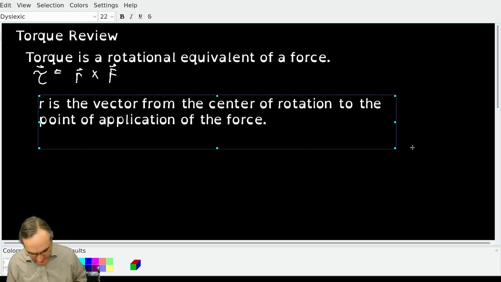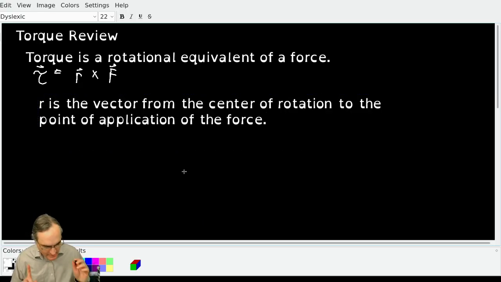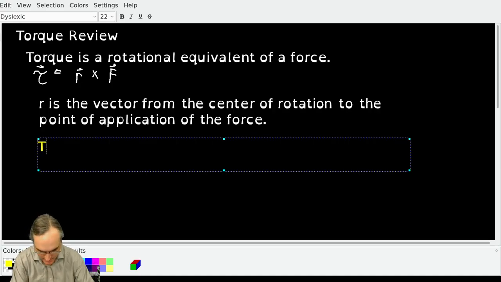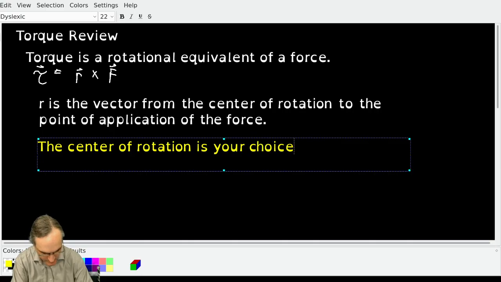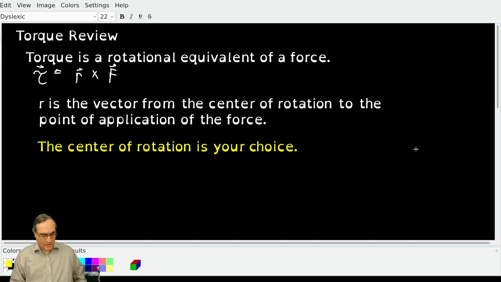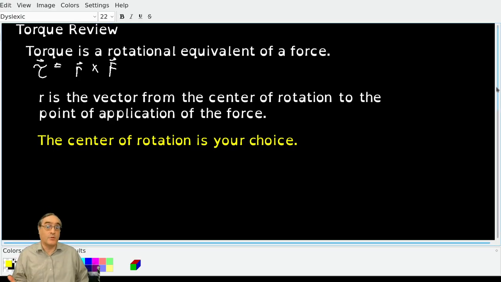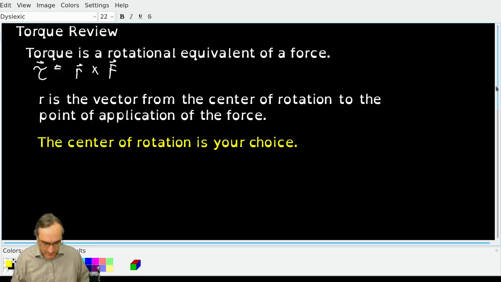Okay, let's kind of try and draw a situation and label things here. And I should definitely be warning you right now that when you are doing torque, you do have to identify the center of rotation for yourself. The center of rotation is your choice. Now, usually there's an obvious place where we put it, and you'll see that as we go, but you have to make that choice because you have to measure your r vector and in fact draw your r vector from that point to the force.